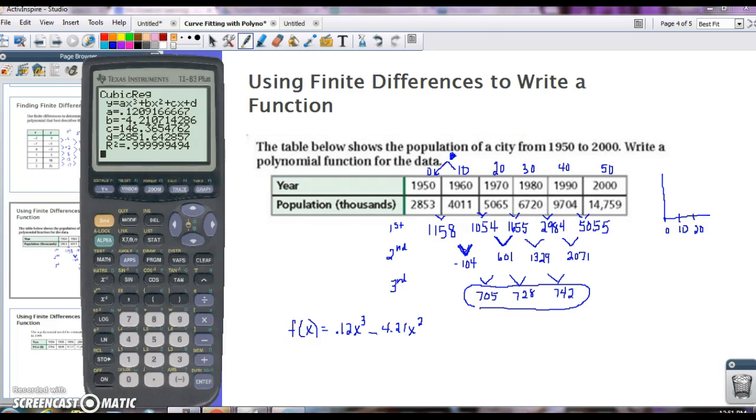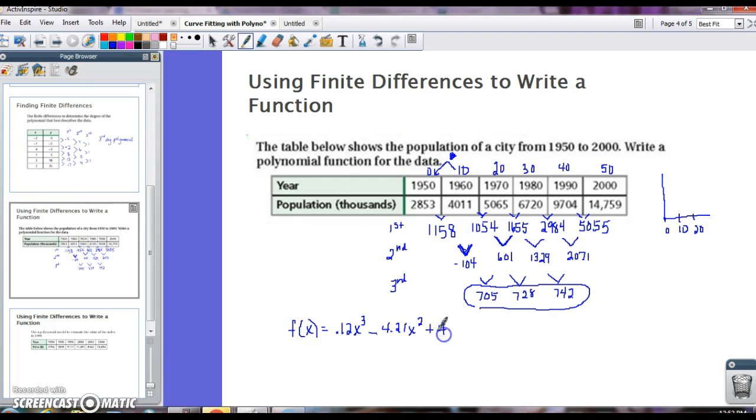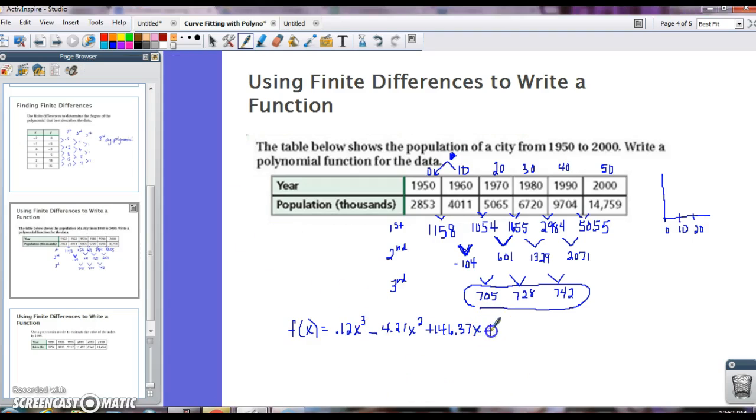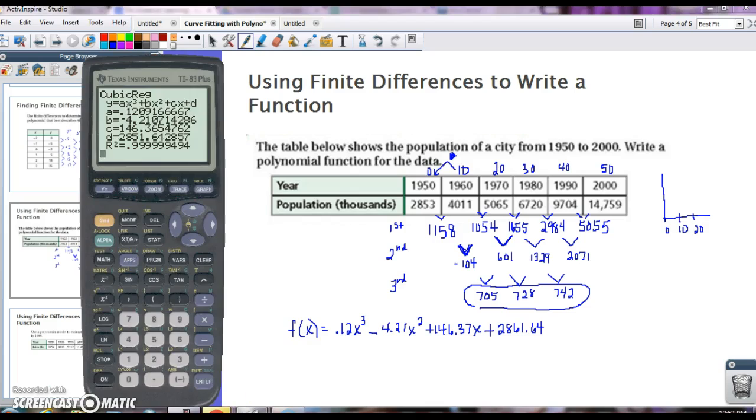Let's see. Plus 146.37 x. Plus 2851.64. I think that's what it was. Yep. Oh, 2851.